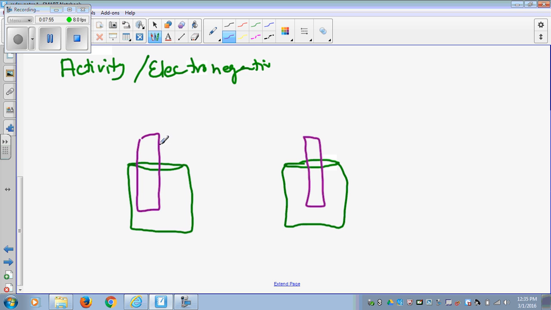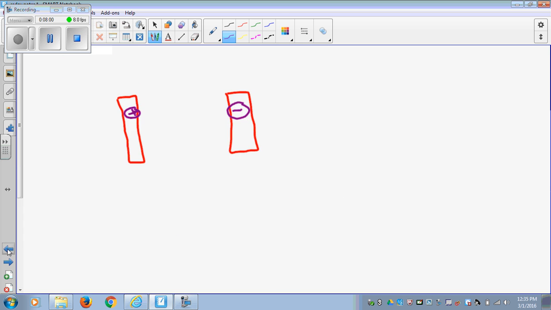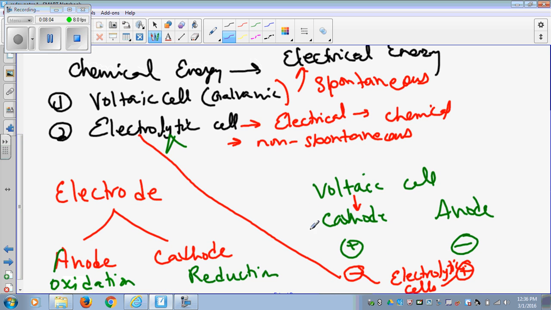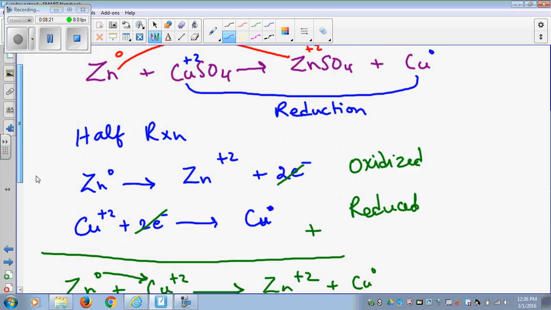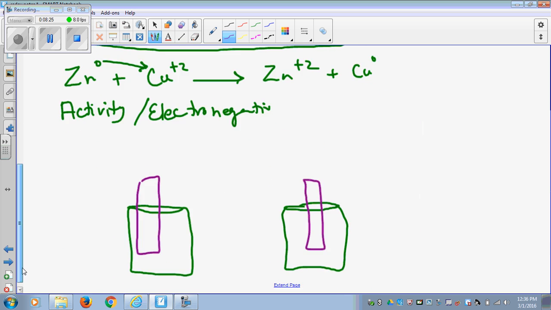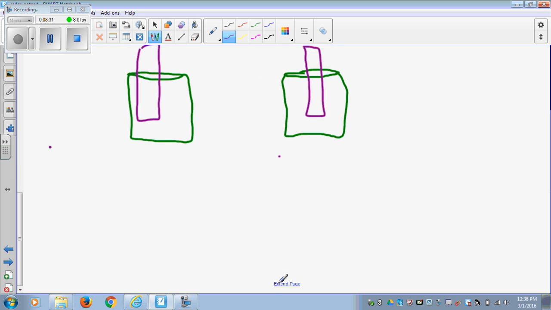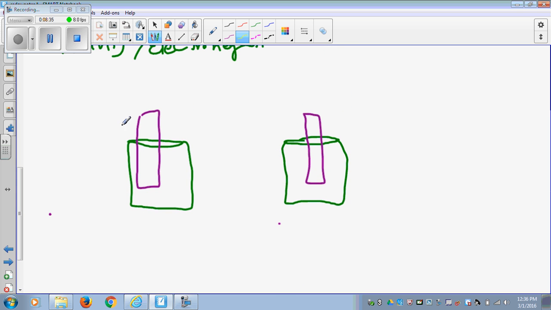Oxidation is happening here. I told you that the cathode is the positive electrode in the voltaic cell. So oxidation is going to happen here, so this is going to be the anode, and the other one is going to be the cathode. If this is the cathode, the reduction will happen here. If this is the anode, the oxidation will happen here. And who is being oxidized? Zinc is being oxidized, so this is the zinc plate.